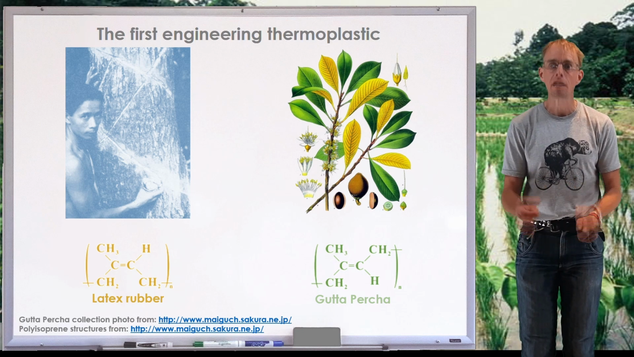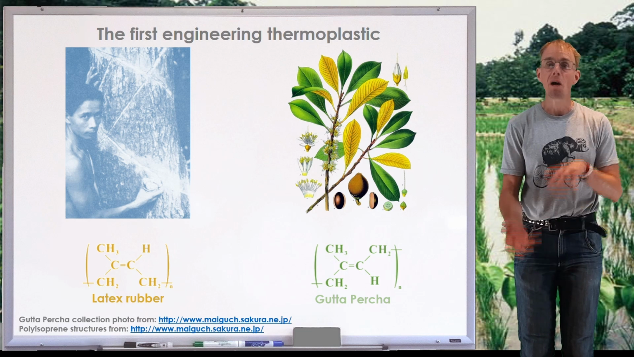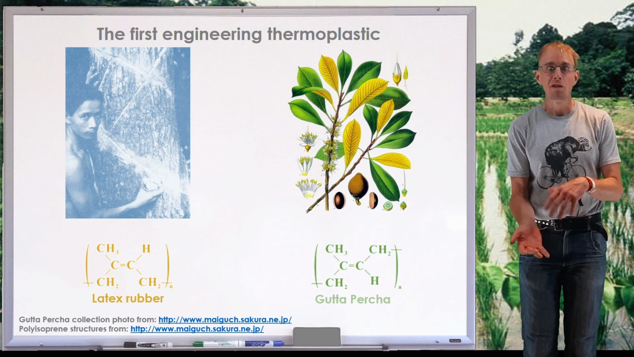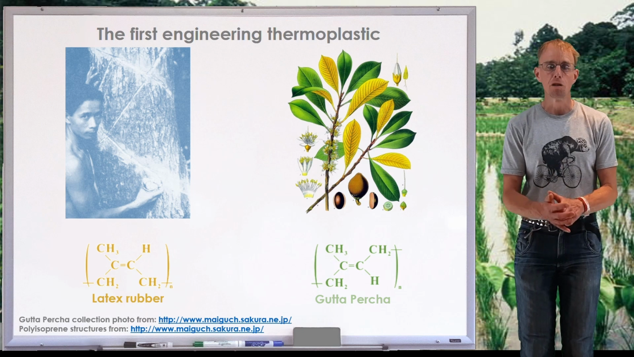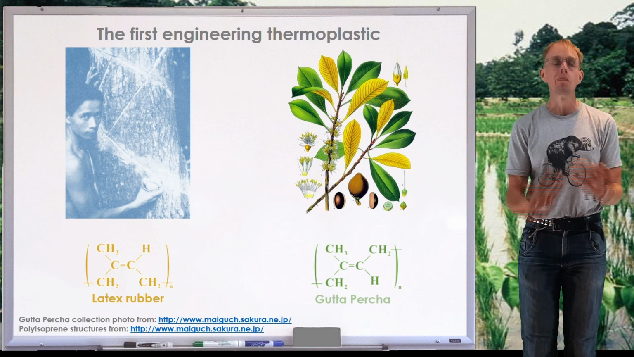It's actually the trans isomer of polyisoprene. So it really is a case of cis polyisoprene, latex rubber, or trans polyisoprene, gutta-percha, that gives a remarkable difference.